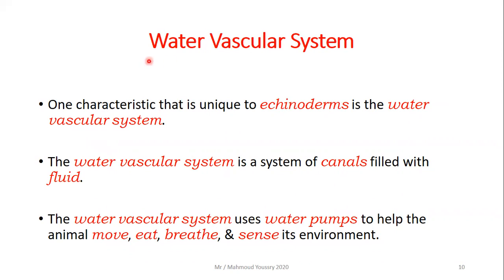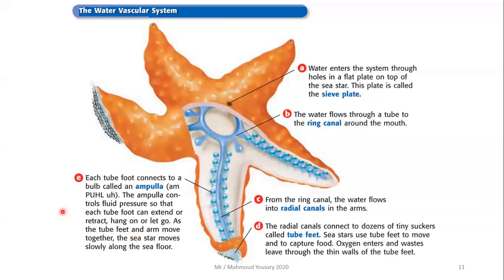Then we have the water vascular system, which is one characteristic that is unique to echinoderms. This is the water vascular system, a system of canals filled with fluid. The water vascular system uses water pumps to help the animal move, eat, breathe, and sense its environment. Let's see how the water vascular system works.